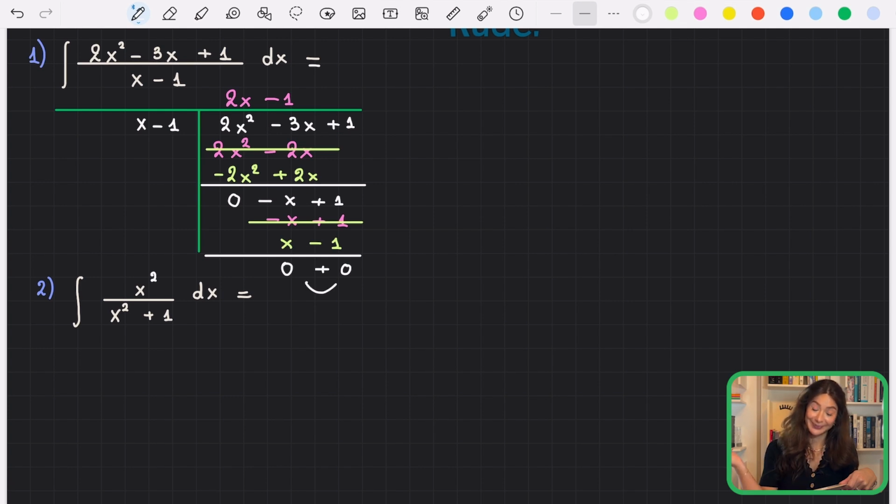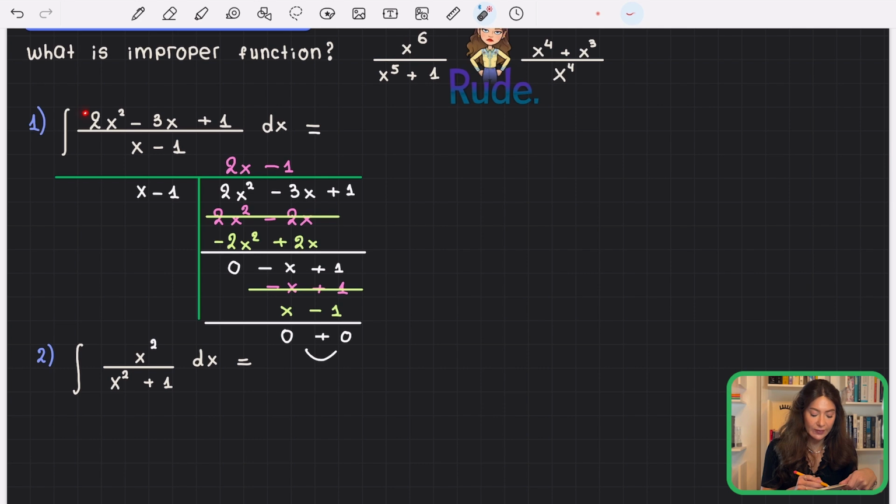So what just happened? You divide this function by this function and you get this answer and 0. That means that we evenly divided it. We were able to evenly divide. It's a similar situation to 24 over 12 instead of 24 over 13, right? There you would have a remainder. Here you don't have. It's 0. So all you ended up with is 2x minus 1 dx.